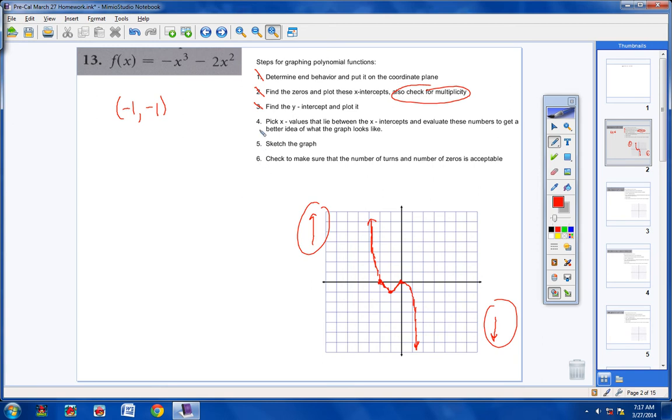So usually as we do step 4, we always end up sketching the graph. Now let's check and make sure everything's good. Well, we know the maximum number of turns is 2, and it only takes 2 turns. We know the maximum number of zeros is equal to the degree, 3, and I do not have more than 3 zeros. I have 2, so everything looks good. Moving on to number 15.